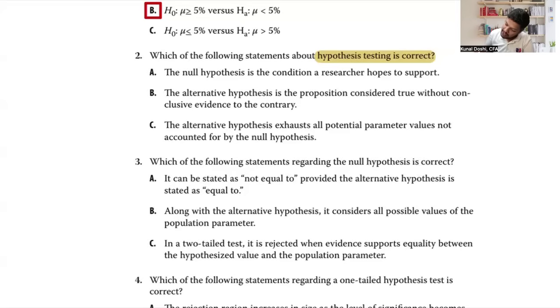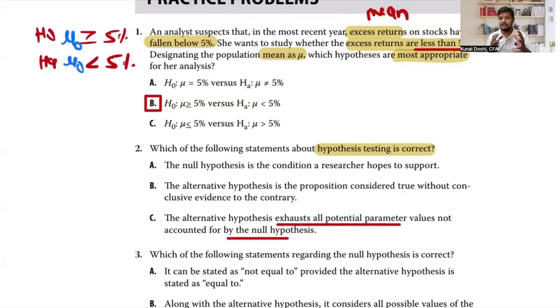So what is the third statement? The alternative hypothesis exhausts all the potential parameter values not accounted by the null. Yes. So whatever is not accounted in the null is accounted in the alternate. For example, in the previous question where the null was greater than or equal to, whatever is missing goes to the alternate.